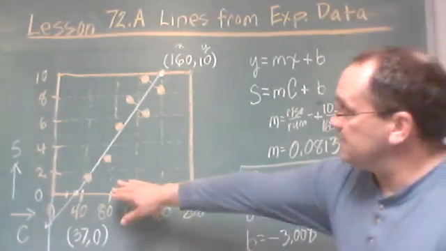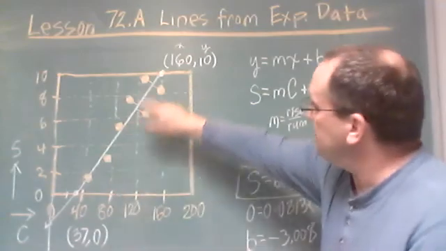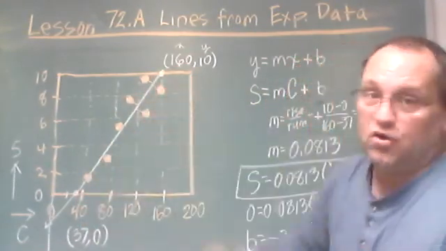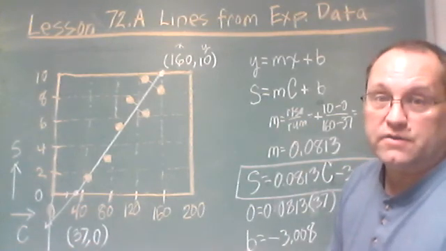So the trick is, draw it accurately, use a straight edge, and then take your values where they cross, okay? And you can show me those so I can see what points you're using to determine your slope.